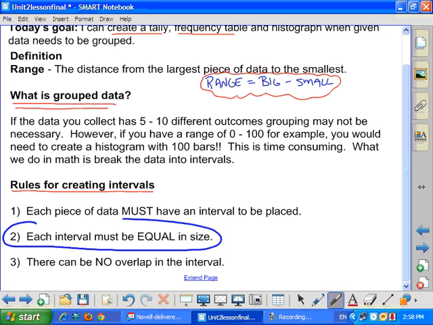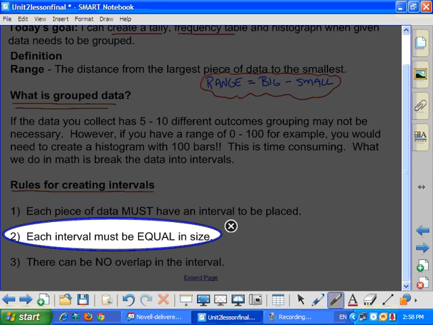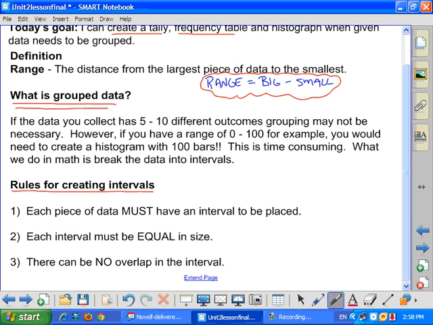Each interval must be equal in size. You can't change the size of the intervals. If you're going to have groups of 5, you have to have groups of 5 all the time. If you want groups of 10, go with groups of 10. But you cannot go 5, 3, 10. It's all got to be the same.